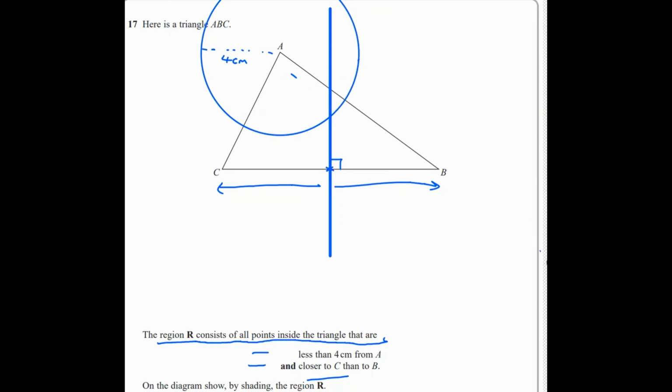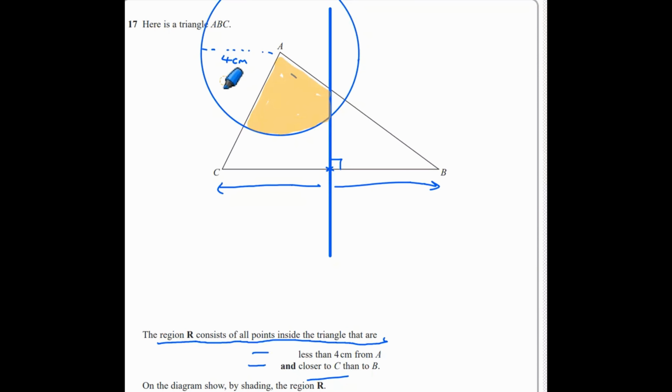So now I have to satisfy both of these conditions. I have to look at points which are on the left hand side of this line and inside this circle. So it's going to be this area here. Now if you try this on the past paper, yours may look slightly different to mine because your 4 centimeter circle may look different. The measurements will be different on your paper, but that's the principle behind it.